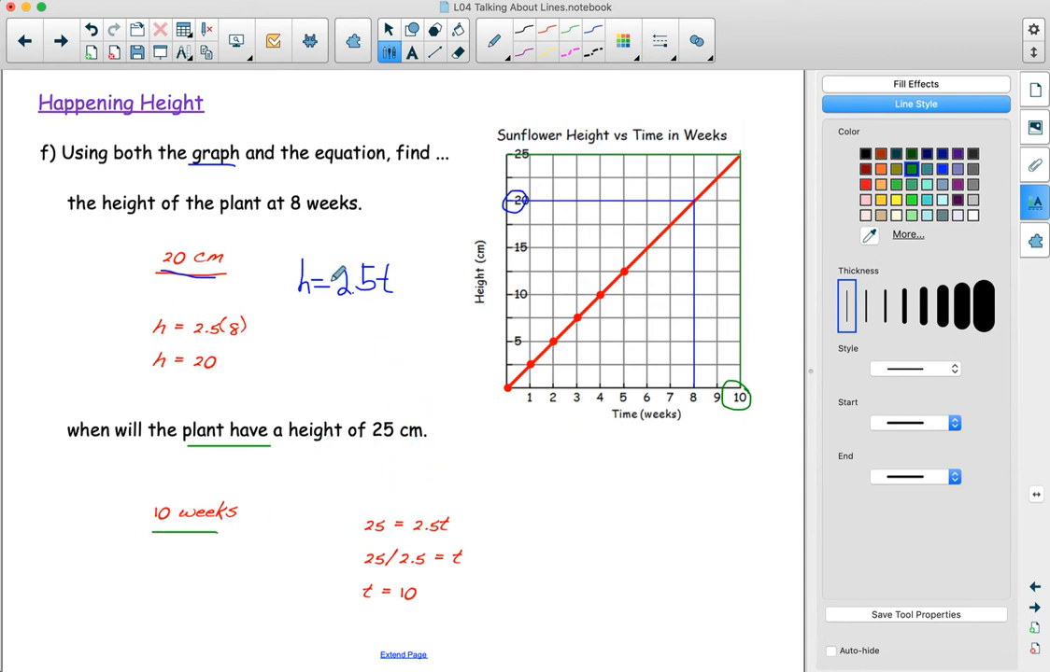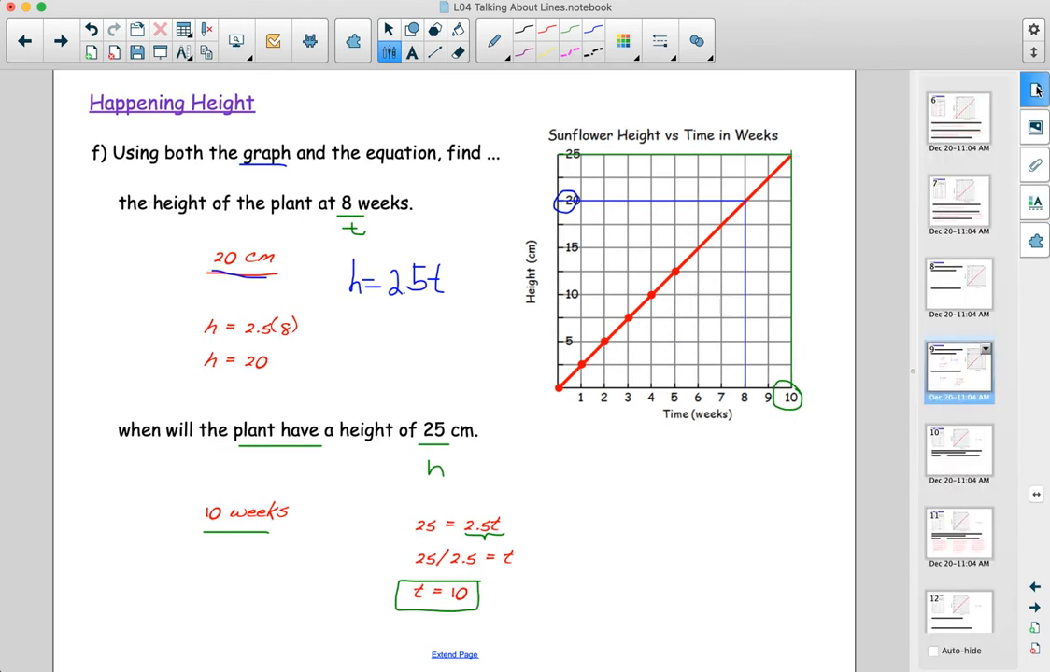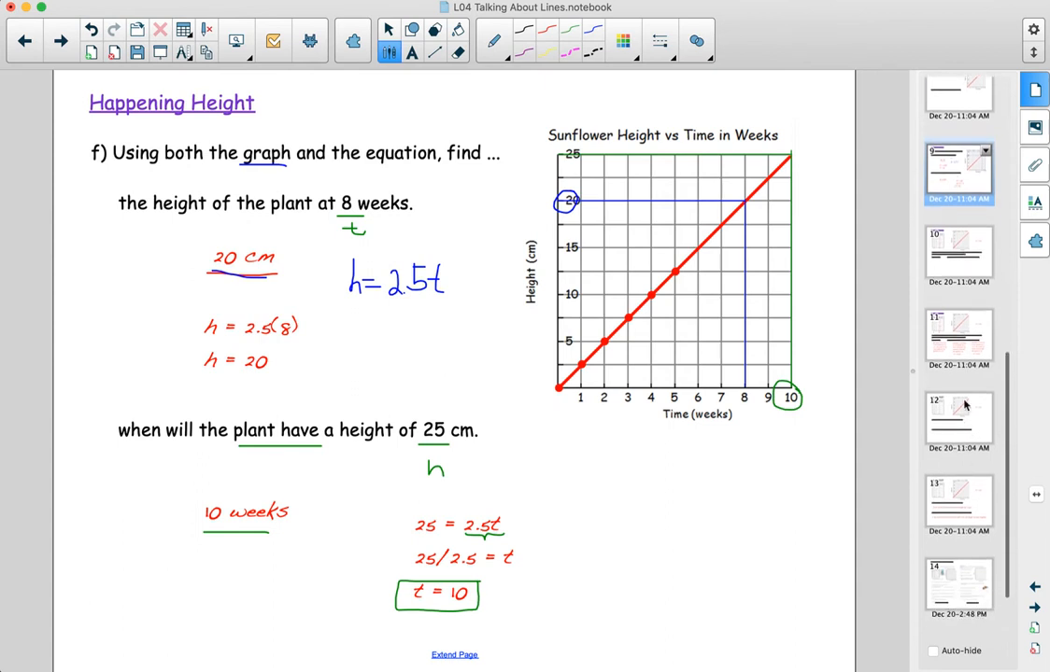To use the equation, height is equal to 2.5 times t. This is definitely an h. I guess I didn't mention that before, but we knew that was a t, so we plugged that in for t. So I'm going to plug in 25 for h. 25 is equal to 2.5t. I'm going to have to undo this, so the operation between the 2.5 and the t is multiplication. So I will divide by 2.5 to undo that. 25 divided by 2.5 is t, and t is 10. So it doesn't matter whether I use the graph or the equation, they both give me the same answer. All right, moving forward to the next page.